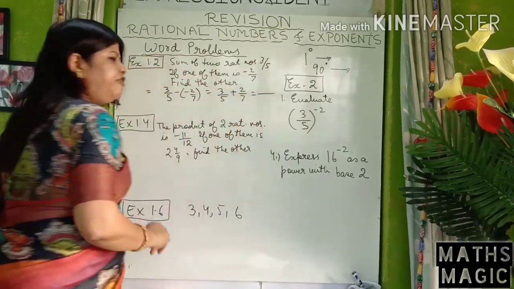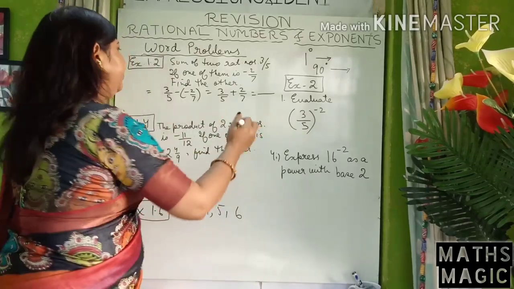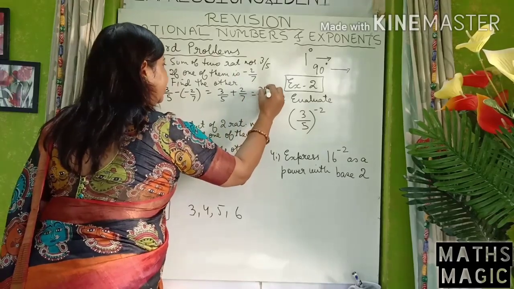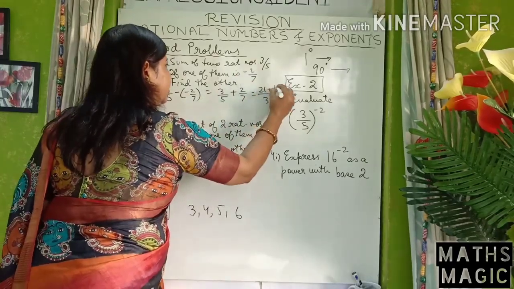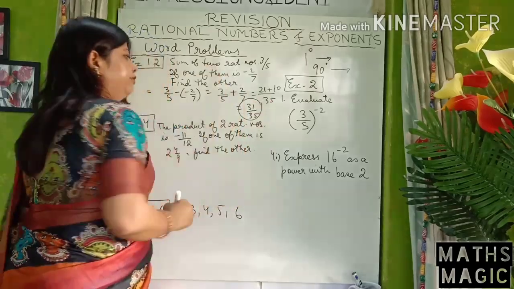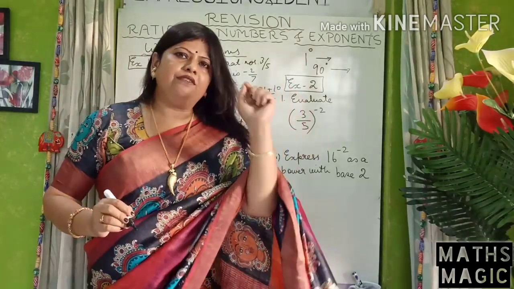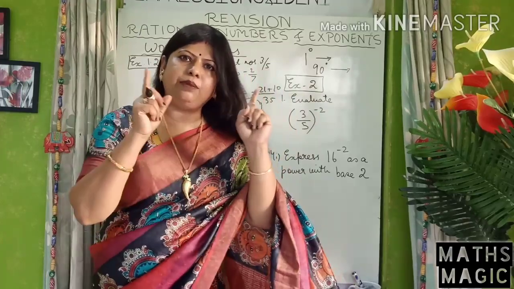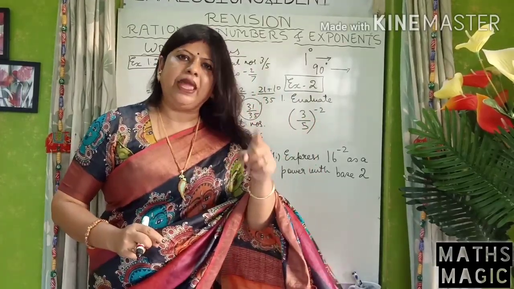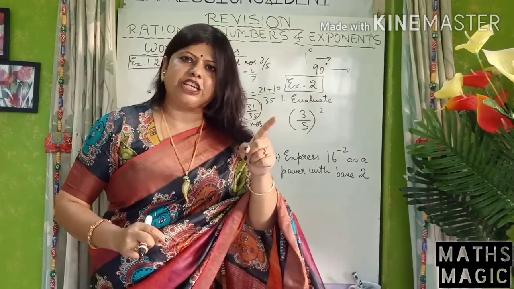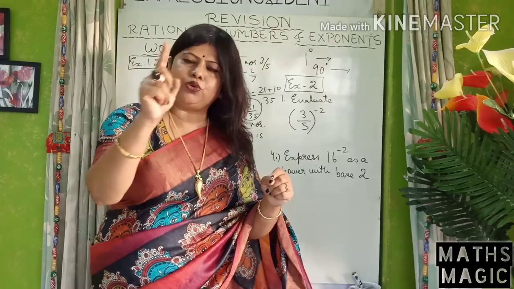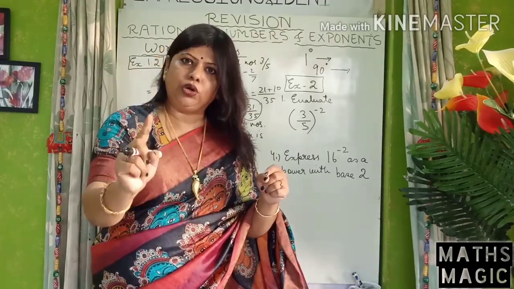What is the LCM of 5 and 7? 35. So 7 threes are 21 plus 5 twos are 10. So what is my answer? 31 by 35. Follow, children? Whenever there is a plus or minus sign in between fractions or rational numbers, you need to find the LCM. And when there is a multiplication sign, you need to simplify and then numerator into numerator, denominator into denominator.